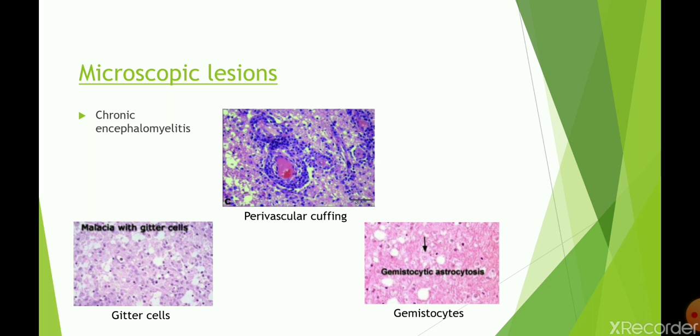Then you can get malacia. Malacia means softening. But even though there is softening, there will be enlargement of the microglial cells after the phagocytosis of the myelin sheath. It will be called gitter cells, if these microglial cells have phagocytosed the myelin sheath. Then you can see gemistocytes, which are the hypertrophied astrocytes or gemistocytic astrocytes.